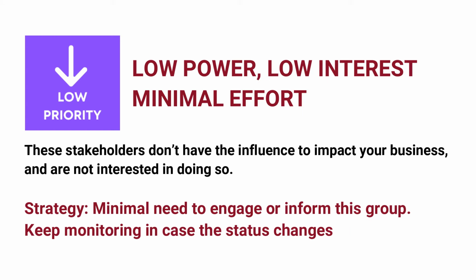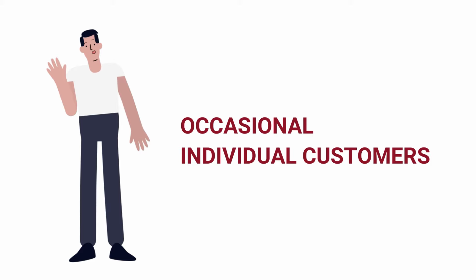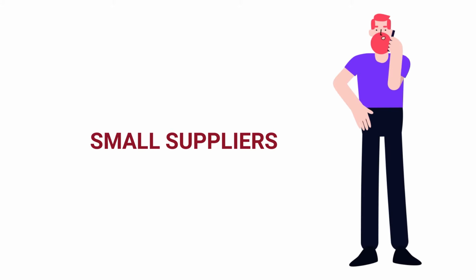Number 1. Low power, low interest. These stakeholders don't have the influence to impact your business and are not interested in doing so. A simple strategy for them would be minimal need to engage or inform this group. But do keep monitoring these groups in case their status changes. Examples could be occasional individual customers or small suppliers.